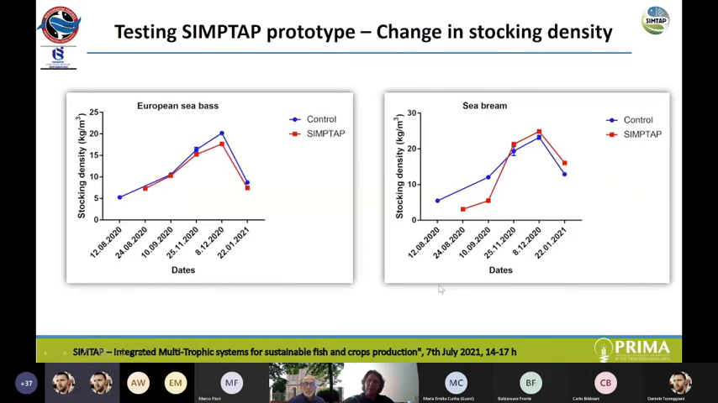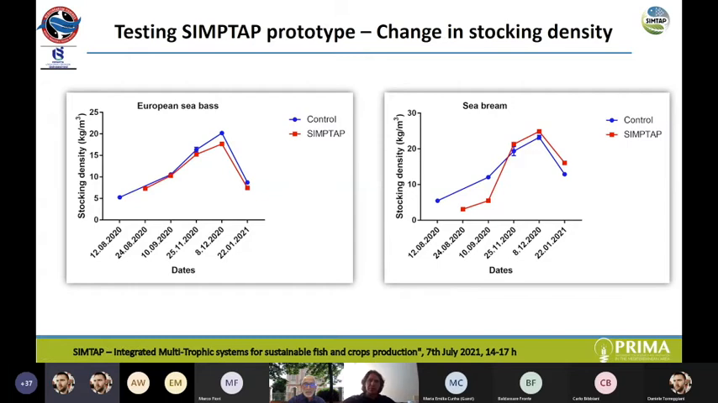In these graphs, you see the change of fish stocking densities by date. We started at almost 5 kilograms per cubic meter for European sea bass, and then it increased to almost 20 kilos per cubic meter towards the end, but we reduced the stocking density at the last sampling, and then the stocking density decreased to about 10 kilos per cubic meter.